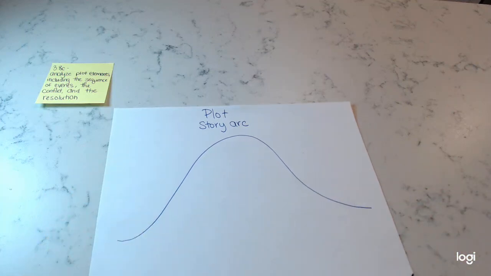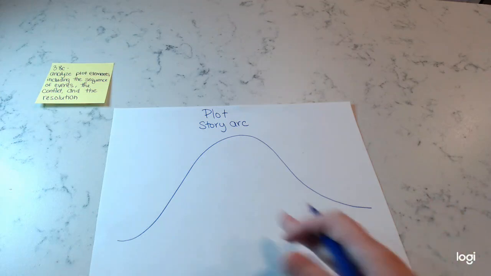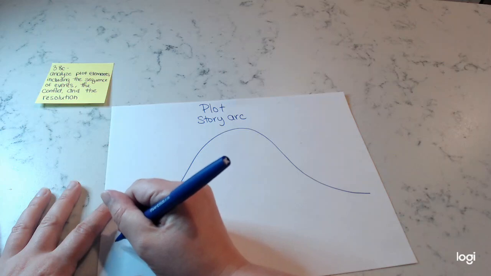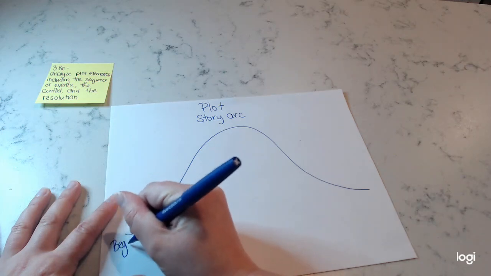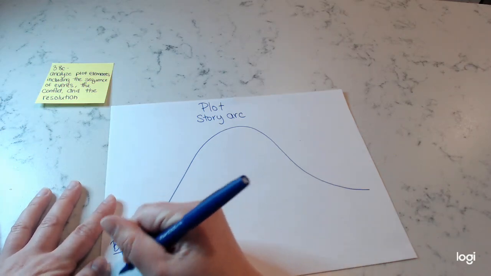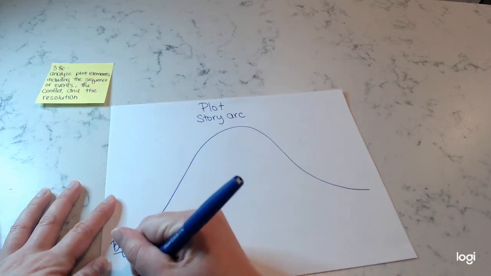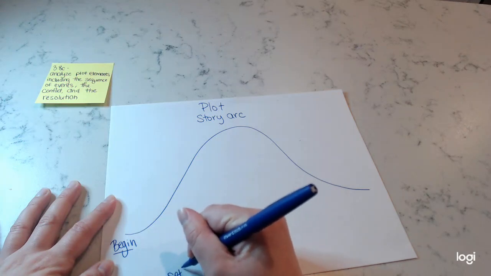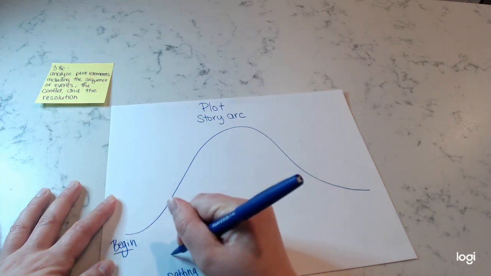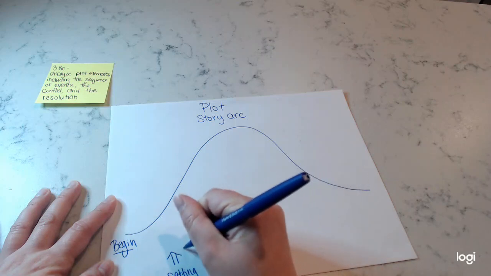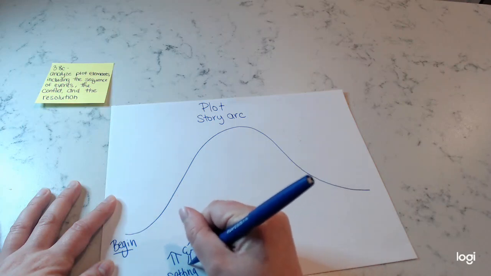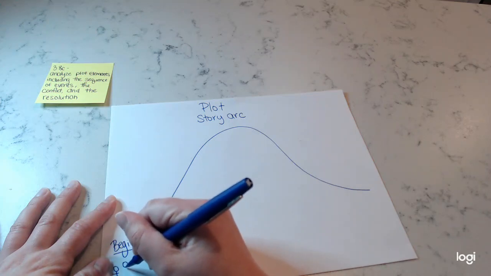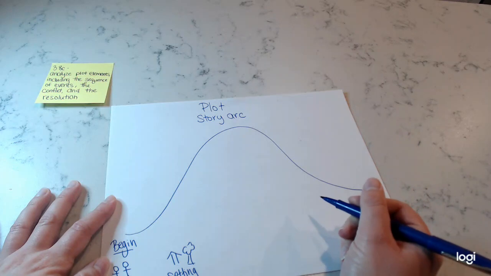Right? Remember this? So we know that all stories have a beginning, a middle, and an end. So in the beginning of the story, we are introduced to the characters and the setting. So the setting is where the story takes place, and the characters are the members of the story that move the plot forward.